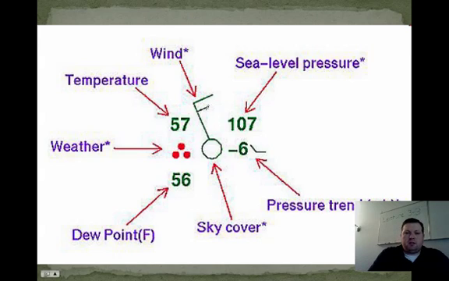The temperature is located typically on the upper left. We can tell by the numbers if it's degrees Celsius or Fahrenheit. If it was 57 degrees Celsius, we'd have record highs. So we know that this is in degrees Fahrenheit.